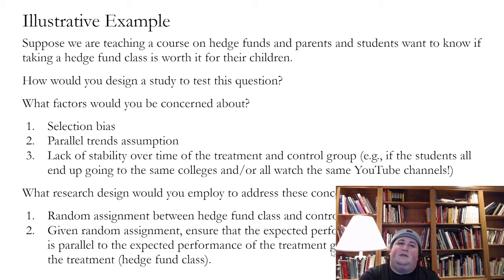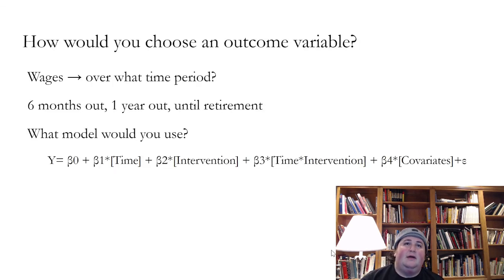The one thing you would still be concerned about, even after random assignment, is the stability over time of the treatment and control group. If the kids end up going to the same colleges, that would be something to consider even with random assignment. How would you choose an outcome variable? Wages over what period of time? Would you want 6 months out, 1 year out? Would you want 15 years out? Would you want until retirement?